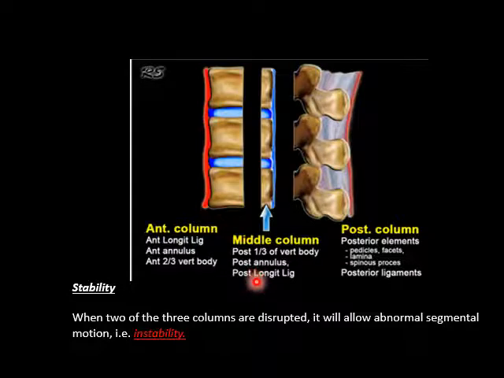When two of these three columns are disrupted during trauma, it will allow abnormal segmental motion. It means that this trauma results in instability or unstable vertebral fracture.